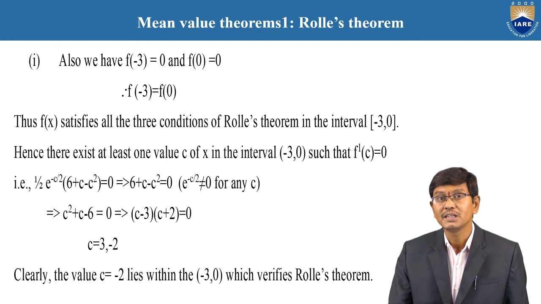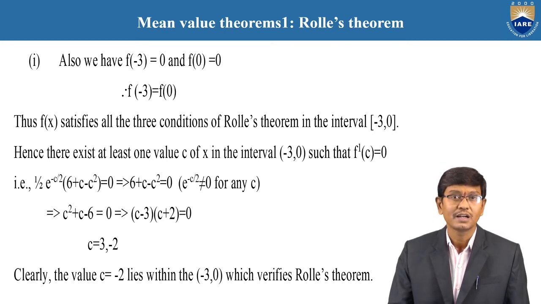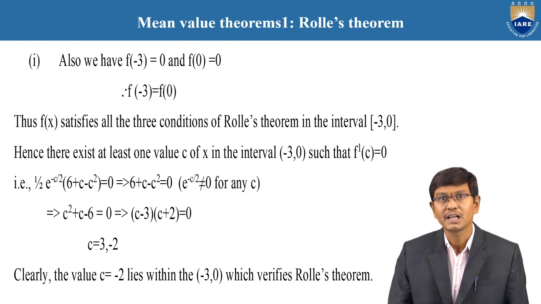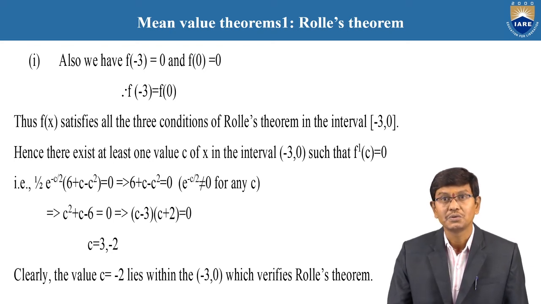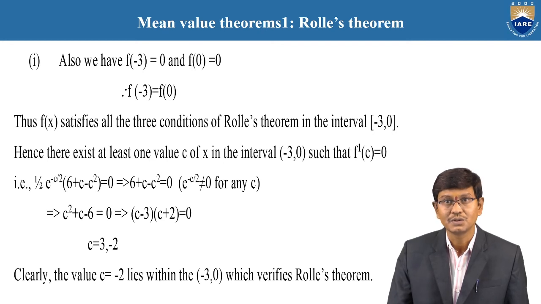Now, our concern is whether c lies in between a and b. For that, we need to find f dash of x. Therefore, f dash of x is equal to, as you obtain clearly, 6 plus x minus x square. But we need to find where x is equal to c. Therefore, f dash of c is equal to 6 plus c minus c square is equal to 0. By solving that, we obtain c is equal to 3 comma minus 2.